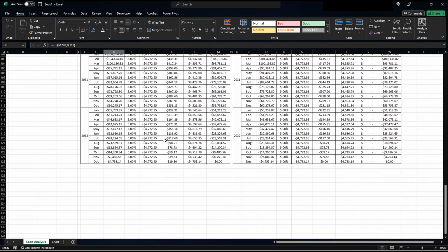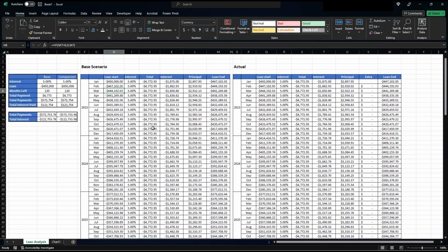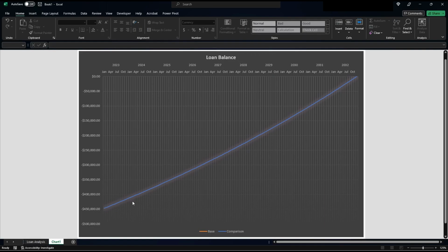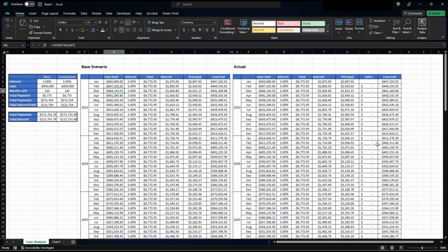So you can see that's a really quick way of visualizing the loan amount. Over here on chart 1, the orange line's actually hidden behind the comparison, but the line effectively goes from our 450, and you can see the profile of how we paid off to get the loan balance back to zero.